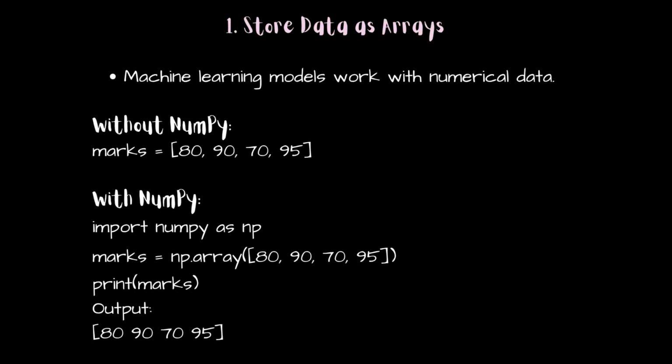First, NumPy can store data as arrays. Machine learning models work with numbers, so data must be stored efficiently. While Python lists can store data, NumPy arrays are faster and use memory more effectively. That's why they're widely used in AI and machine learning.